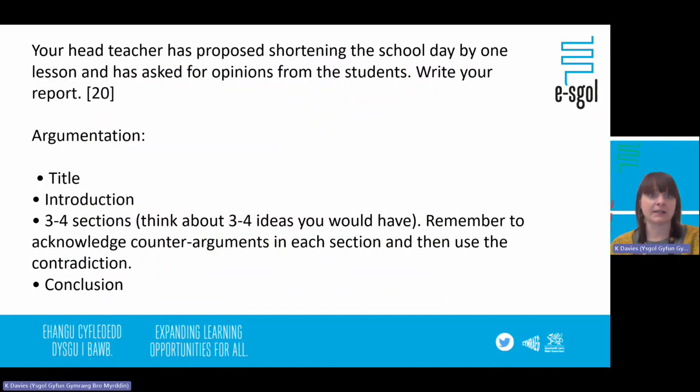Again, you could have another type of question I've put here. So your head teacher has proposed shortening the school day by 1 lesson, and has asked for opinions from the students to write your report. So this one would be less formal. This would be your informal report. Okay, so you'd have your title, your introduction, 3 or 4 sections. So 3 or 4 key ideas, the 3 or 4 sections. And remember to make sure you have your subheadings. Remember to acknowledge the counter arguments in each section, and then use the contradiction. And then you would end with your conclusion.